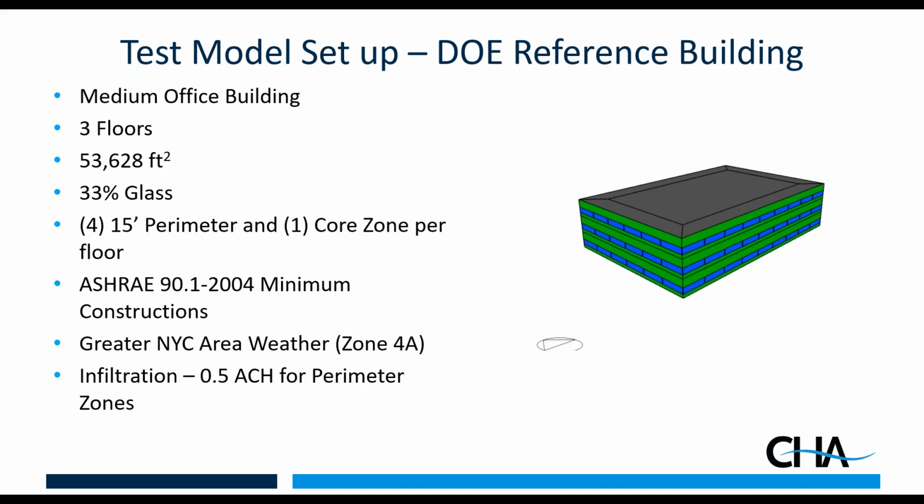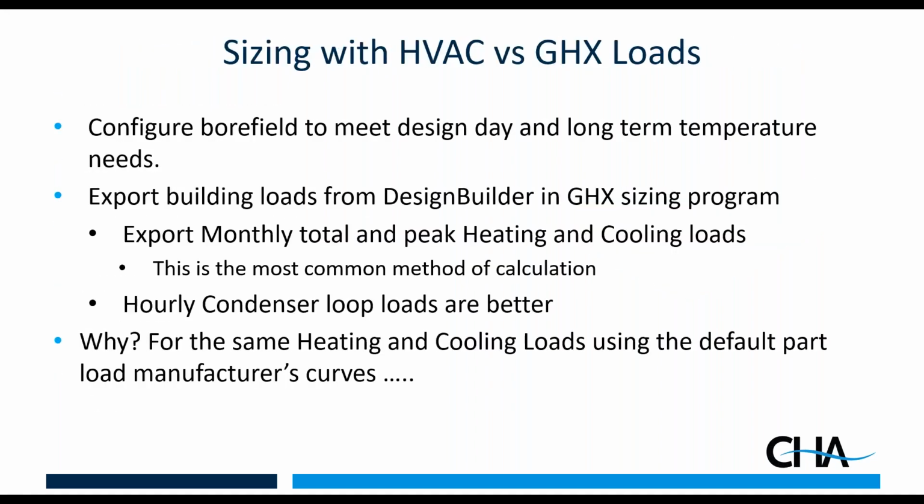When we go to size the ground heat exchanger, we're using our energy modeling program. We want to determine what the loads are in that program, because it's looking for the monthly totals and the monthly peaks for your heating and your cooling loads and how those change over the year. This is the most common method of calculation. However, because we have the data from the model, if we can pull the hourly condenser loop loads, that is a much better way to do it.